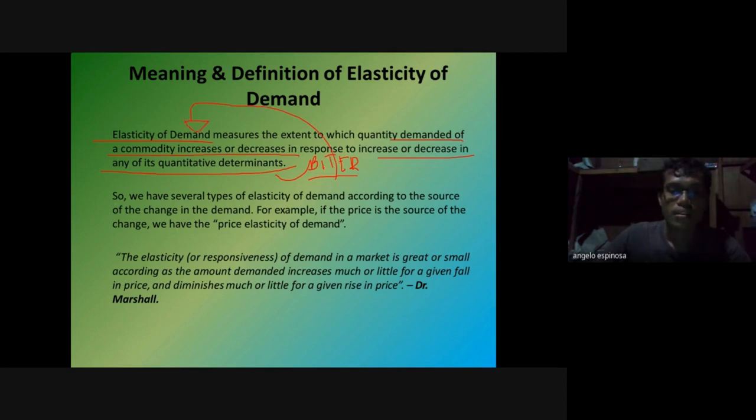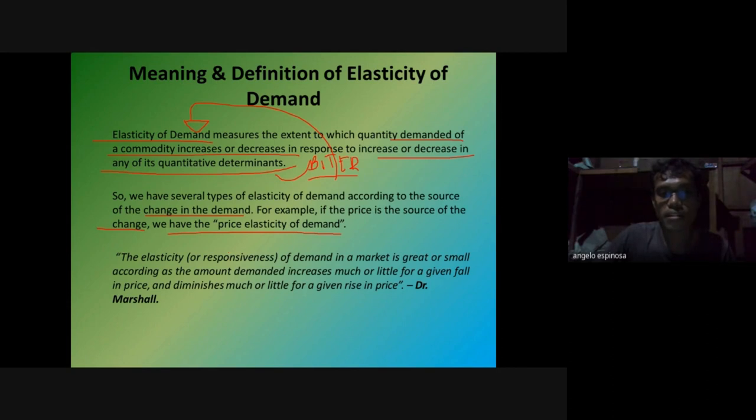Okay? So we have several types of elasticity of demand according to the source of the change in the demand. So for example, if the price is the source of the change, we have the price elasticity of demand. So we will tackle price elasticity of demand because one of the reasons why the curve of the demand is changed, nag-iiba yung curve ng demand, is because of the changes in the price.